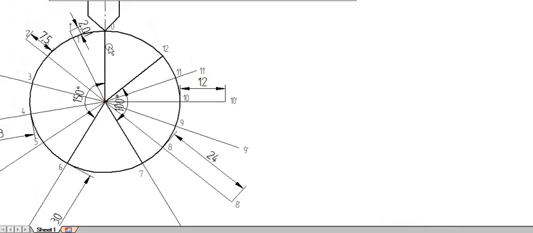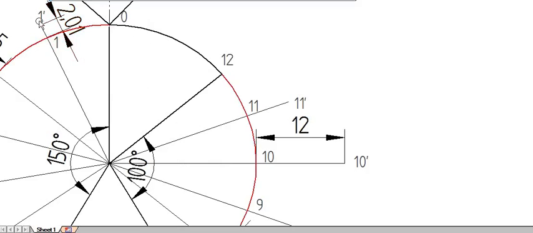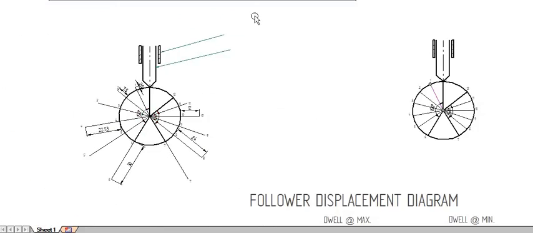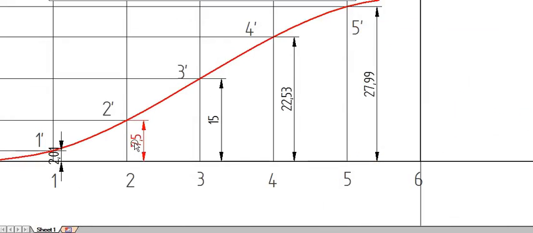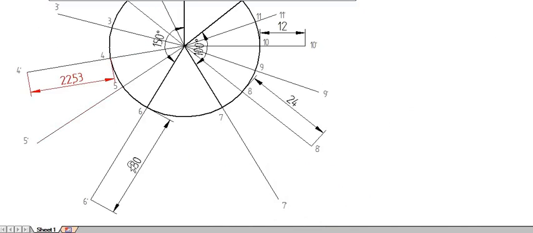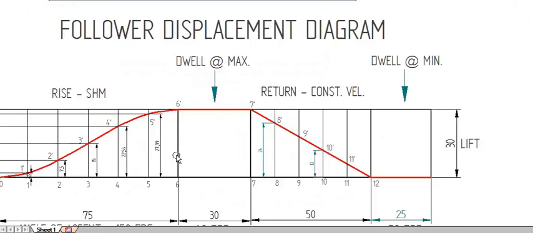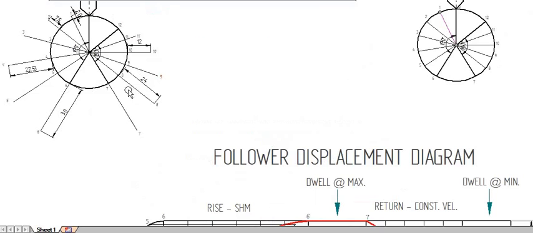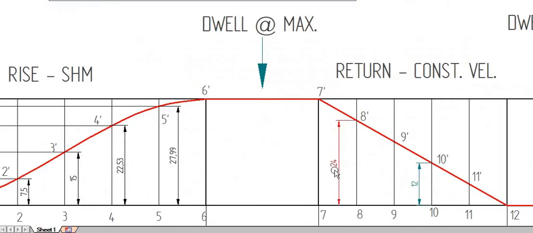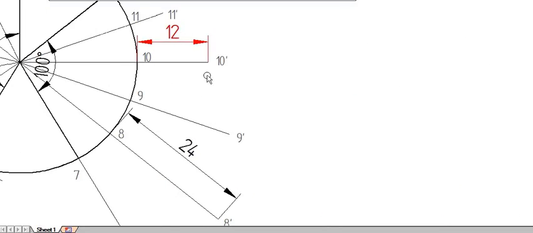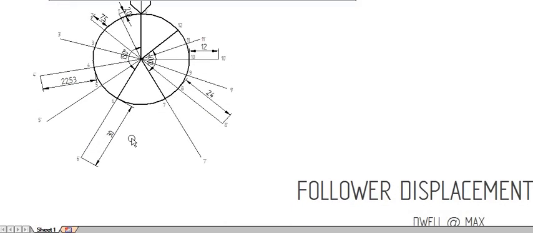Okay, so you can see 1 dash is 2.01. 2 dash is 7.5. You can check it. 4 dash is 22.53. 6 dash is 30, that is the total displacement of the follower. We can see 8 dash as 24. 10 dash is 12. Okay. You need not mark the distance.